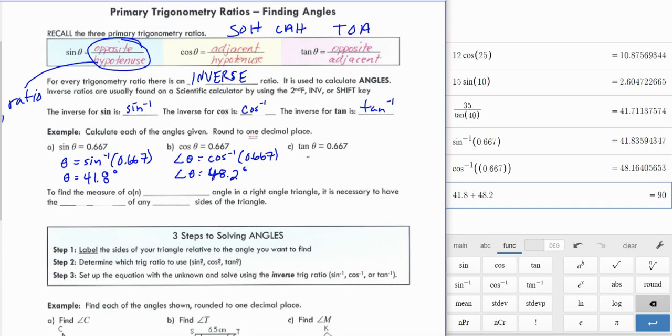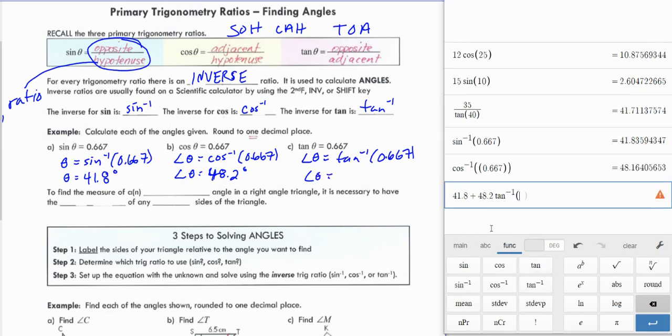So here, angle theta, using second function tan, gives us second function tan of 0.667, and we get 33.7.